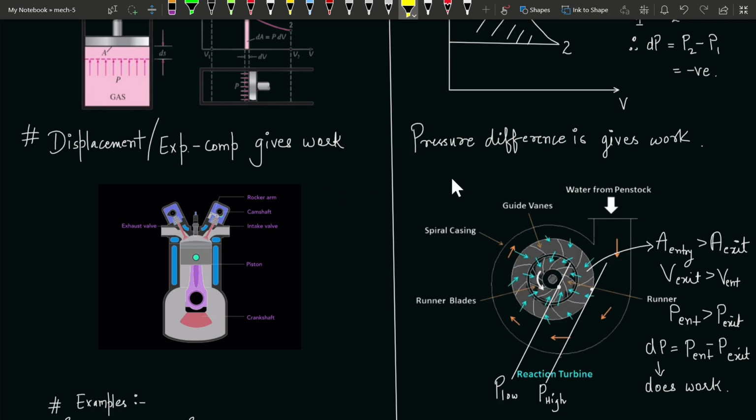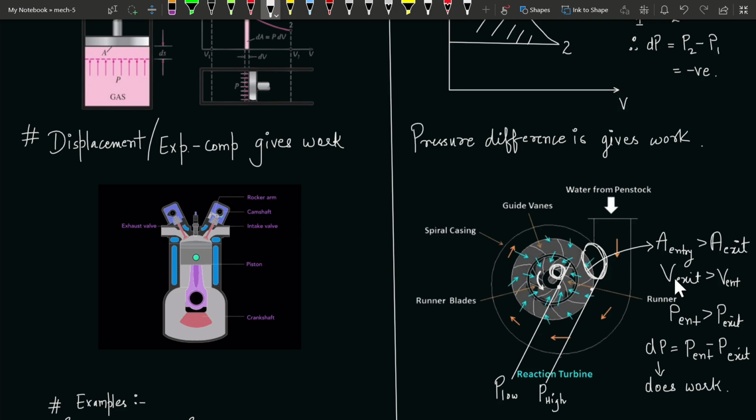Now when we talk about VDP work, there are examples like the turbine work we get, and this pressure difference is what gives us work. So how do we get work? Let's just see here. This is our turbine, and here you can see the entrance of the turbine. There is some area at the entrance and some area at the exit also. As you go from here to here, you can see there is a decrement in area. Therefore we can say the area at entry is more than the area at exit.